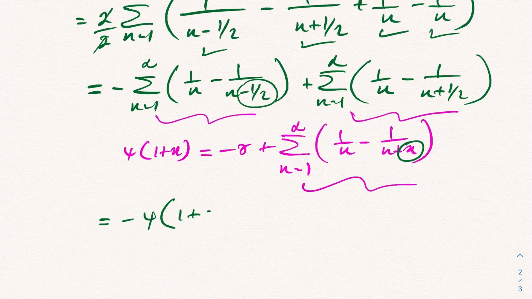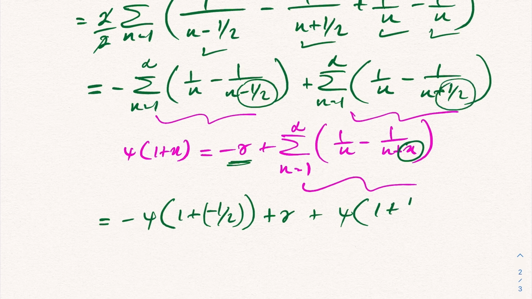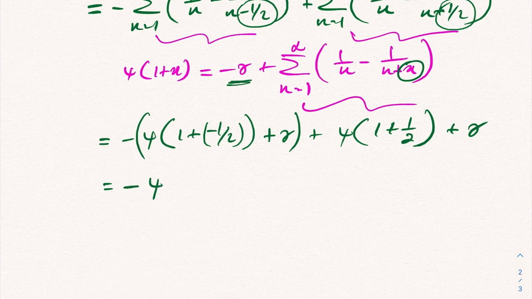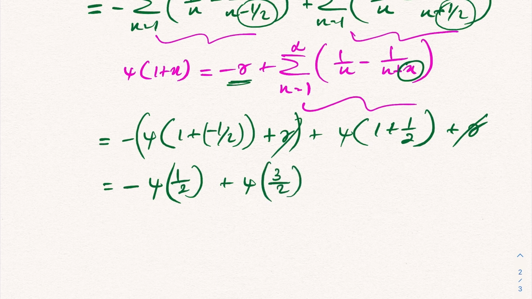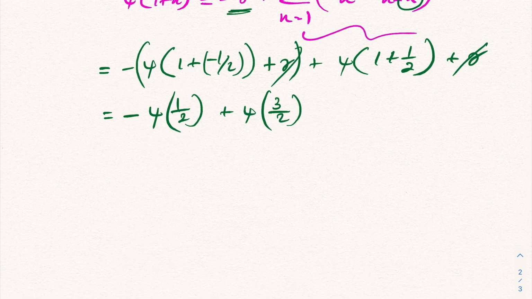So 1 minus 1 half. Then here minus gamma, so we have plus gamma plus digamma of 1 plus 1 half, so 1 half plus gamma. Okay, then here minus I. So now we know minus digamma of 1 half minus gamma plus gamma get cancelled, plus digamma of 3 over 2. Okay, in a previous video I also found the value of digamma of 1 half a couple of days ago, so you can watch it.